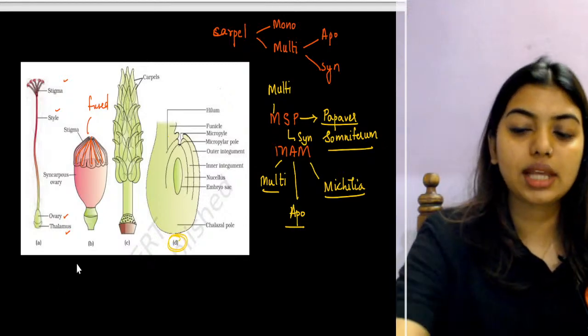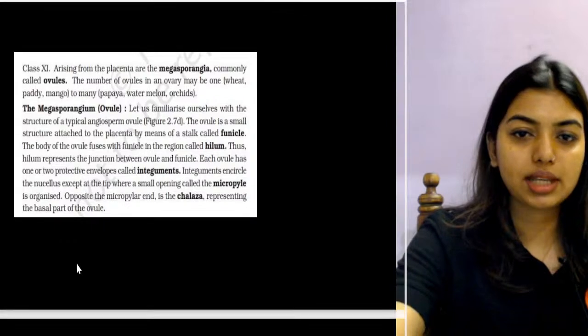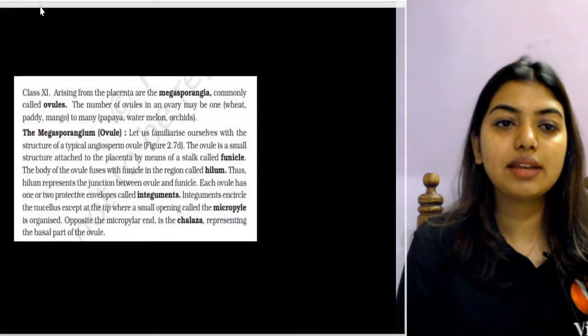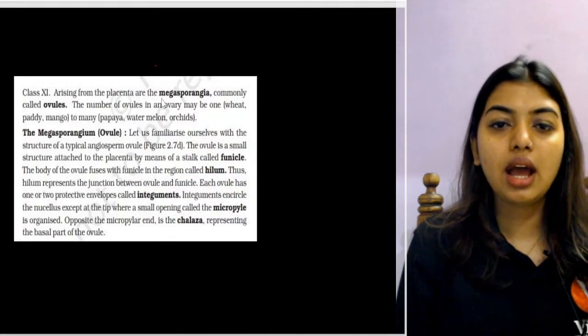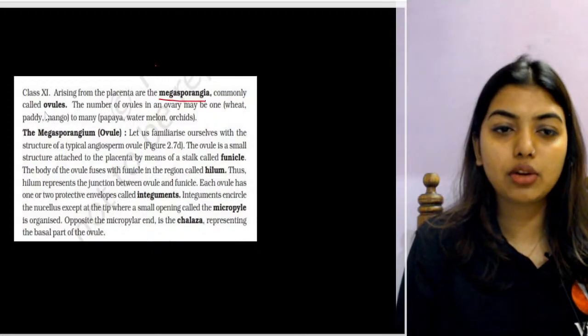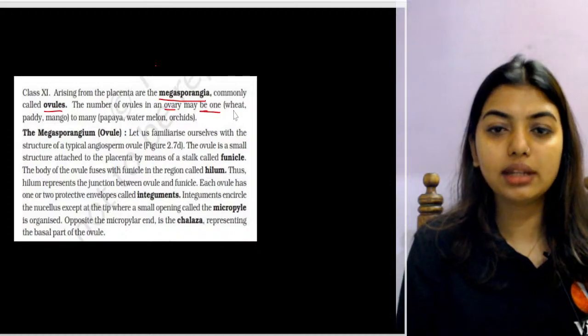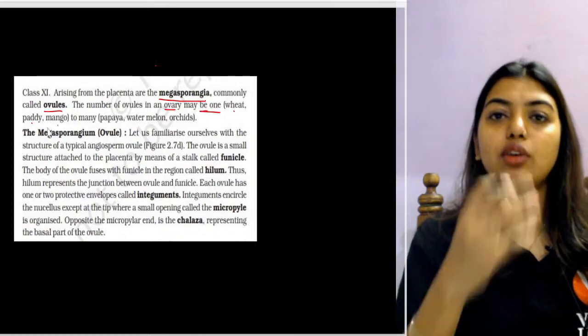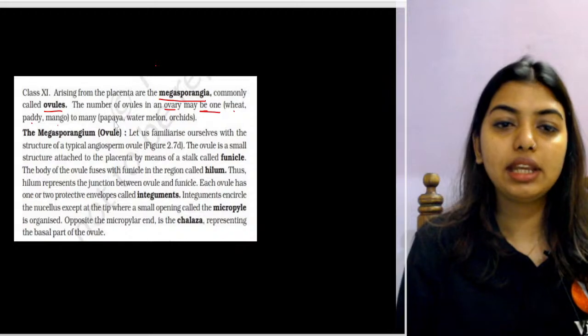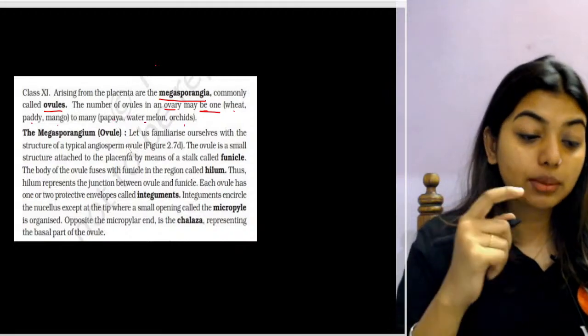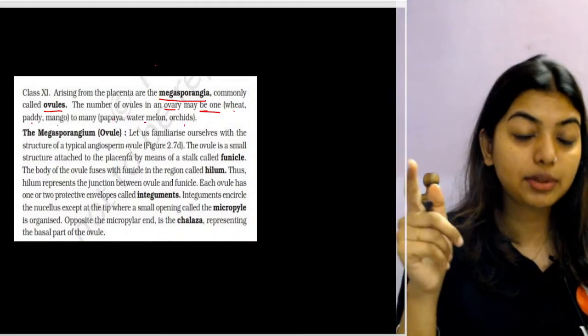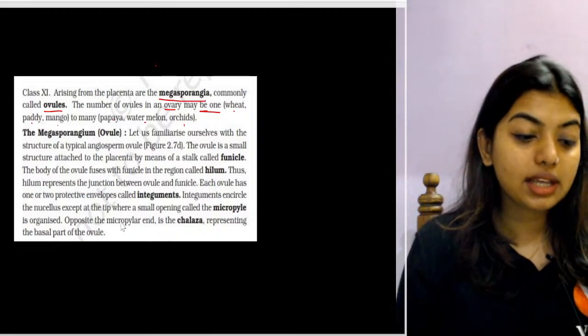Now here students, what you're seeing is an embryo sac. Now we have to learn about the embryo sac. Let's see first. Arising from the placenta are the megasporangia, commonly known as ovules. The number of ovules in an ovary may be one, like in wheat, paddy and mango. Mango all of you have had, no? To many in papaya, watermelon and orchids. These ovules only will develop into seeds. So remember like that.